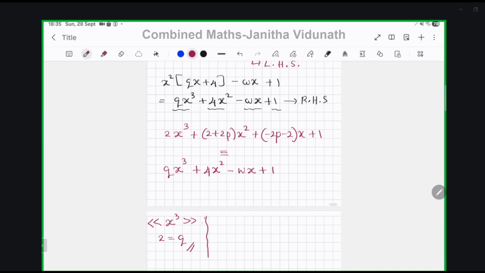And from the coefficient of x square, on the left hand side polynomial we have 2 plus 2p. On the right hand side polynomial, we have 4. Then 2p is equal to 2. That means p is equal to 1.